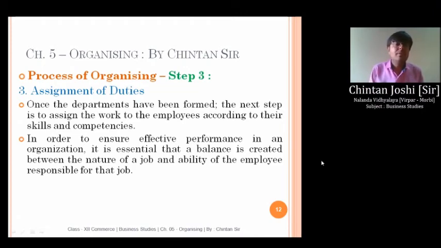So assignment of duty जब हम कर रहे हैं तब हमें ये ध्यान में रखना है कि the employees who having the skills and competencies, he must be placed the job accordingly.